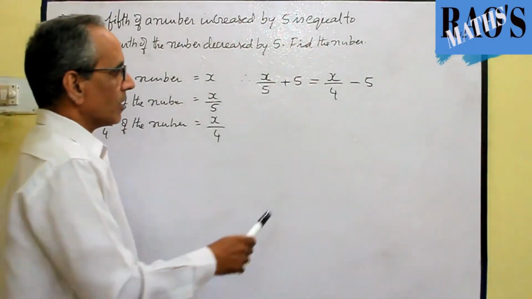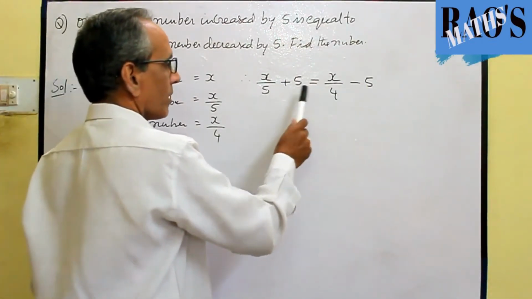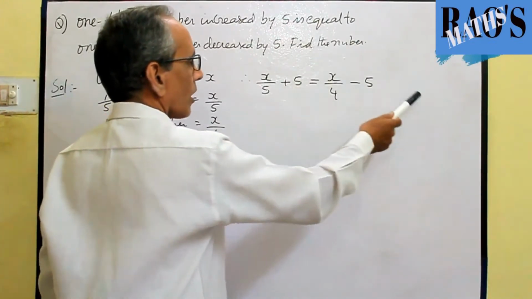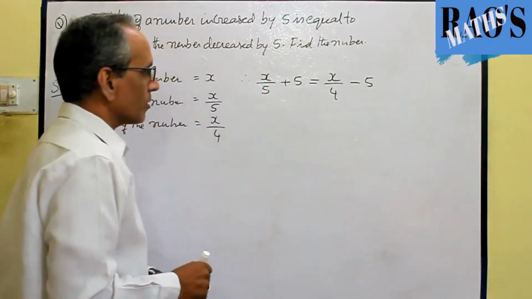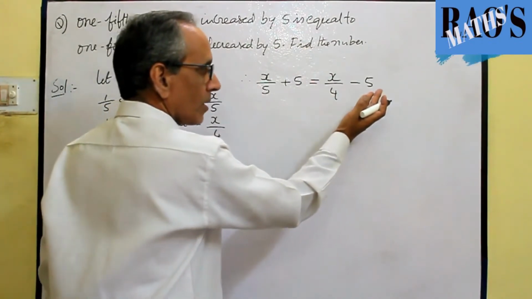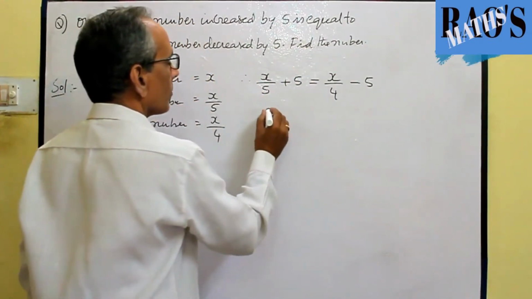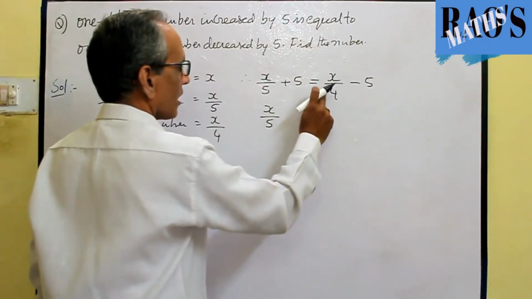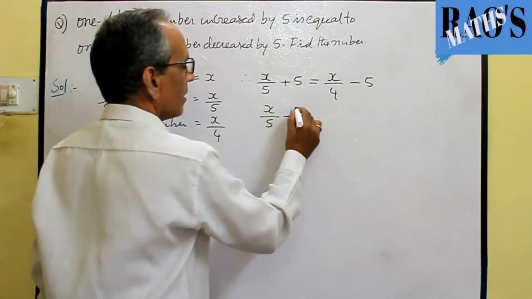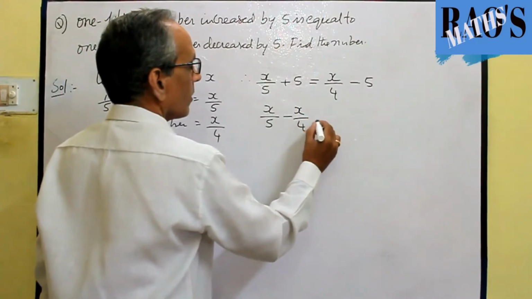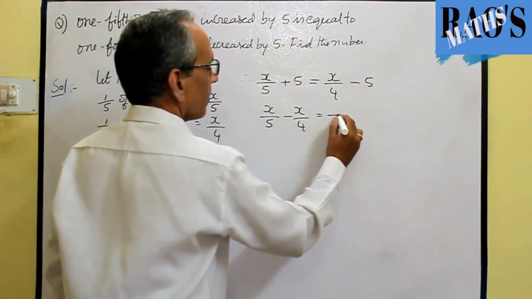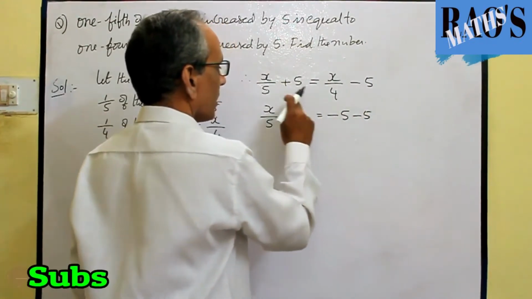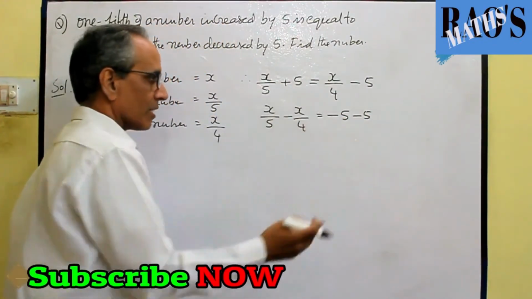You have to transpose the fractions to the left side because this contains the x variable, and transpose this plus 5 to the RHS. That is mutual transposing from LHS to RHS, RHS to LHS, that I do. So x by 5 minus x by 4, by transposing x by 4 to the left side, is equal to minus 5 minus 5, since plus 5 becomes minus 5 by transposing.